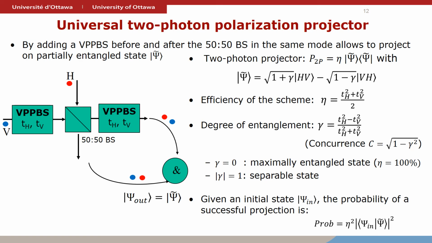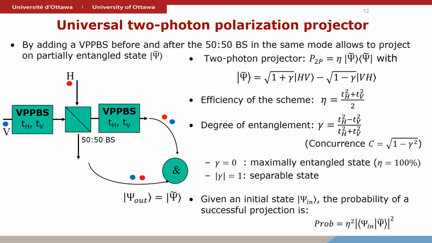Now that we know how the VPPBS works, we can go back to our main question, which is how do you go from the projection onto the singlet state to the projection onto any two-photon polarization state? We do so by adding a VPPBS before and after the 50-50 beam splitter in the same mode. Those two VPPBS have the same transmission coefficient for H and for V, and they allow us to project onto the partially entangled state psi tilde. Psi tilde is equal to √((1 plus gamma)/2) HV minus √((1 minus gamma)/2) VH.